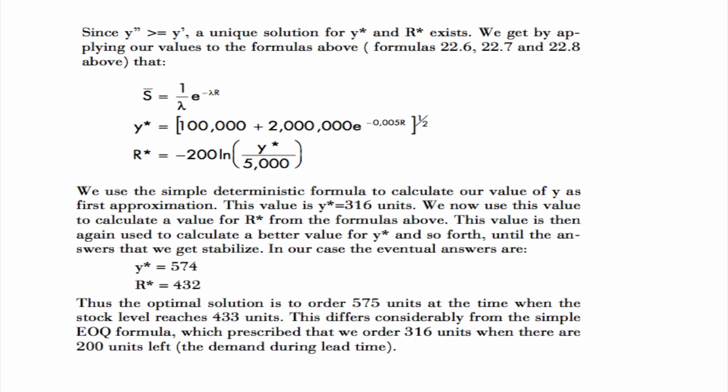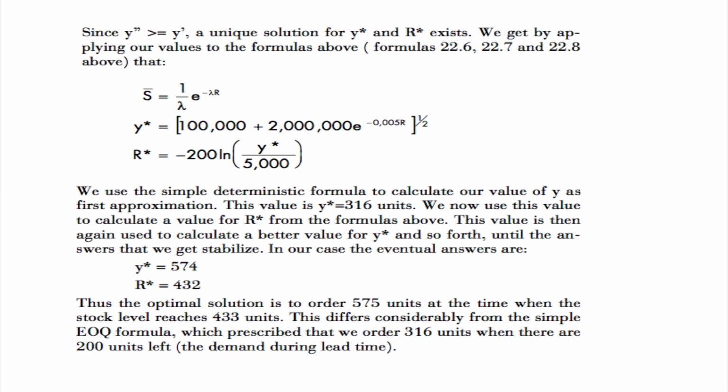Since y double accent is larger or equal to y accent, a unique solution for y star and r star exists. By applying our values to formulas 22.6, 22.7 and 22.8, we get the formulas for S bar, Y star and R star as shown here. We use the simple deterministic formula to calculate our value of Y star as our first approximation. This value is Y star equals 316 units.